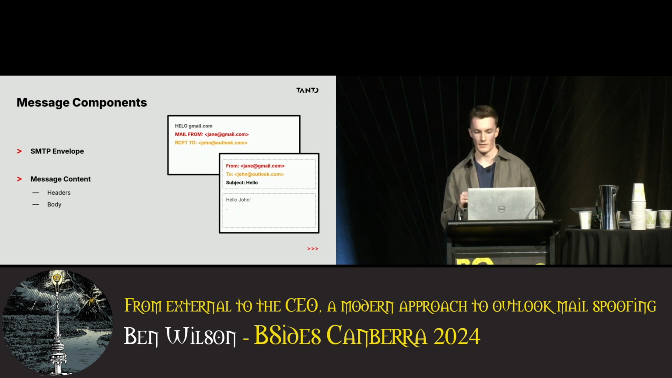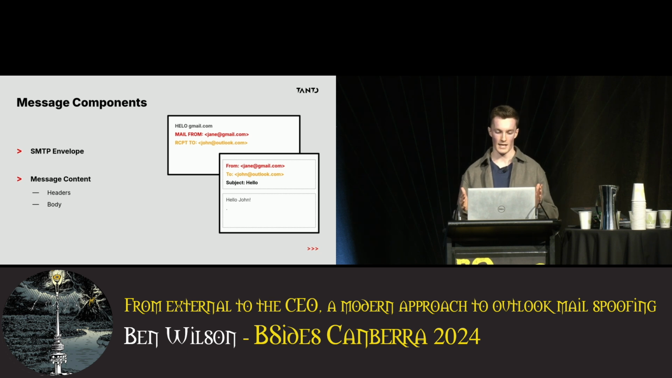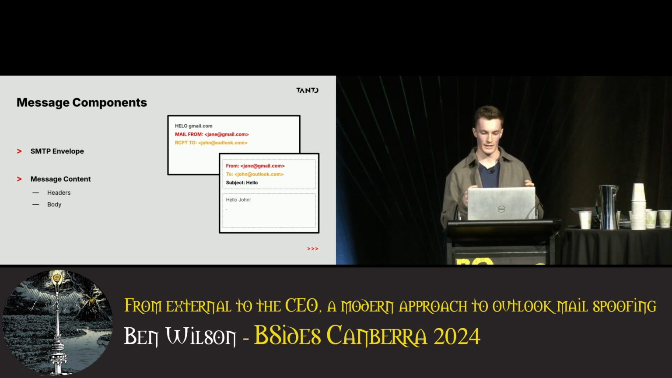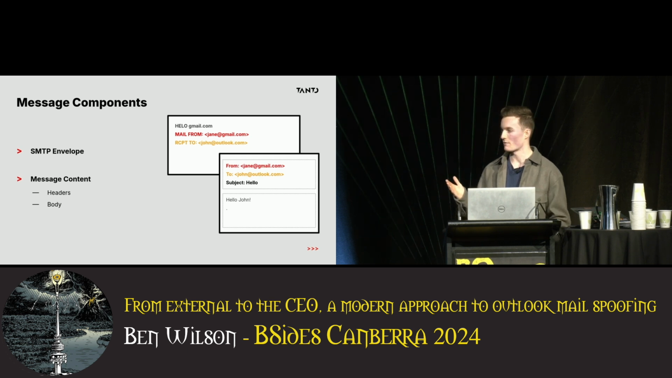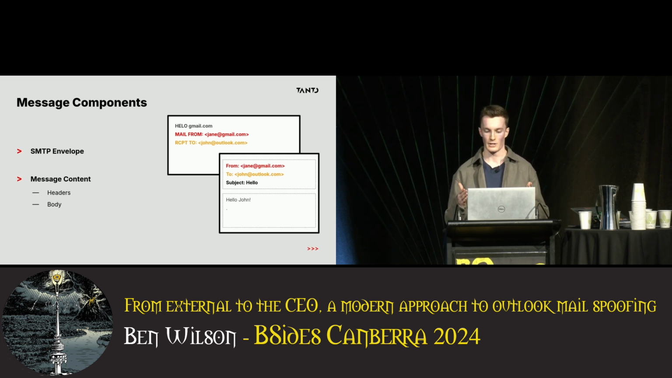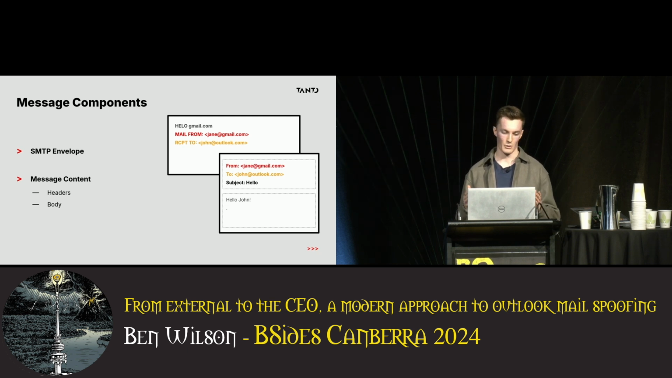Now, when you actually send a message, it's broken into two main components. You've got your SMTP envelope, which is basically those commands you saw earlier. At the top in my little graphic here, you can see I've got hello gmail.com, mail from Jane, and recipient to John. So that's your envelope. And then you've got your actual message content, which is inside that data command.